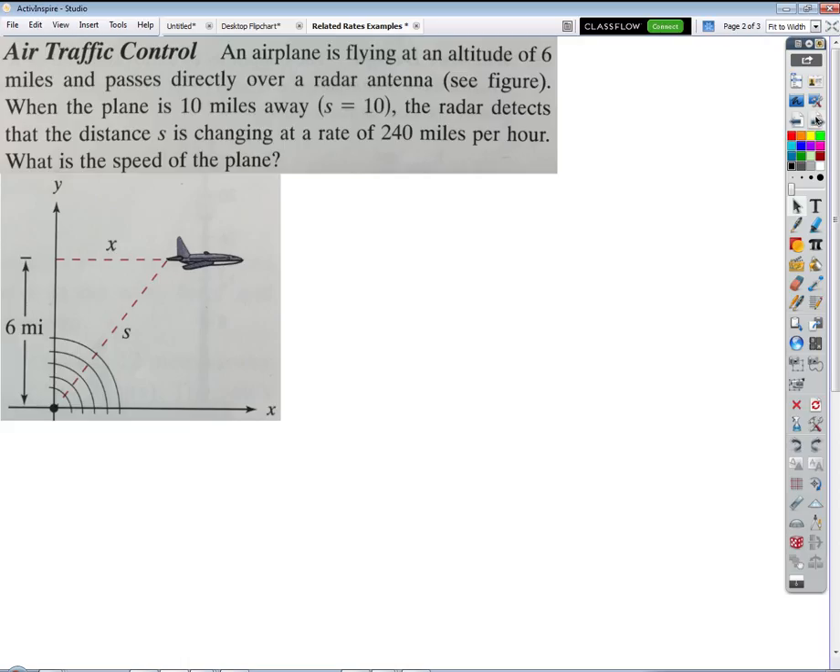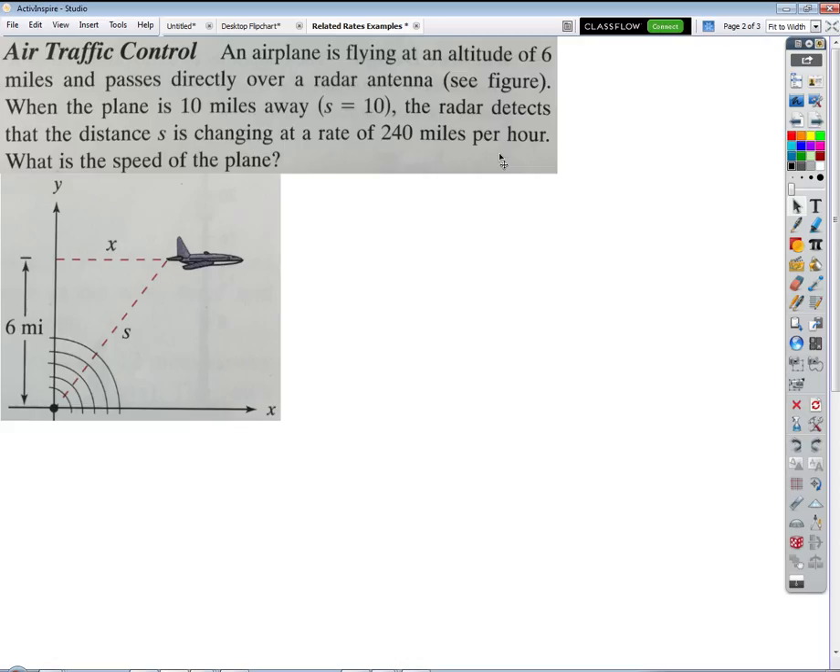It flies directly over a radar antenna when the plane is 10 miles away. They're telling us S equals 10, the distance away from the radar. The radar detects that the distance S is changing at a rate of 240 miles per hour. What's the speed of the plane? The plane is traveling horizontally, so which quantity are we really looking for based on that drawing?